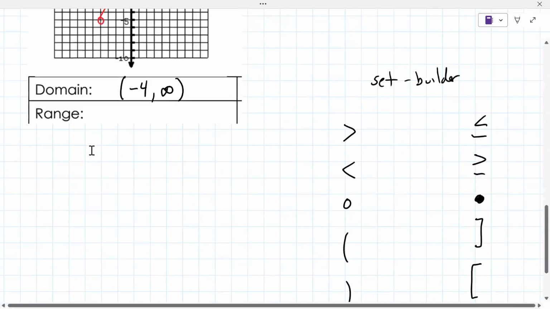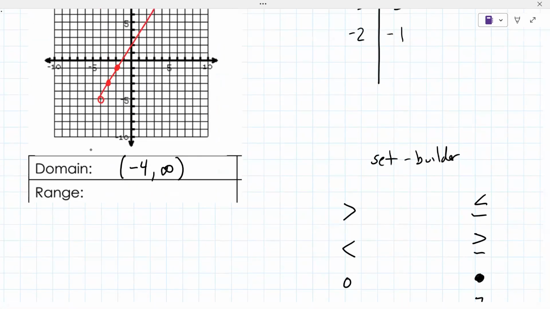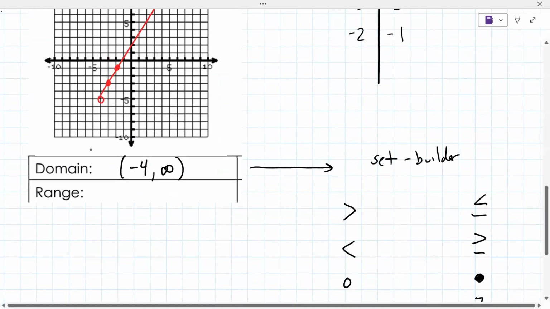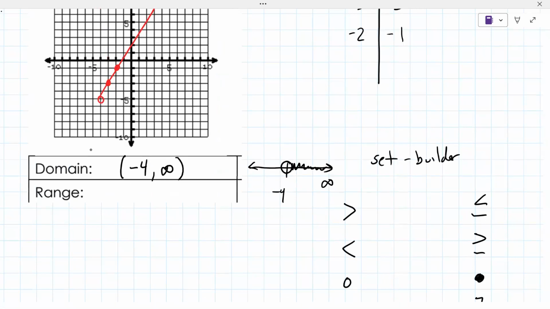So in this case, sometimes it's better to draw a number line for the domain. And say, okay, it's from -4 to infinity, open circle, everything to the right. And so you bound those with parentheses, and then it's -4 to infinity.